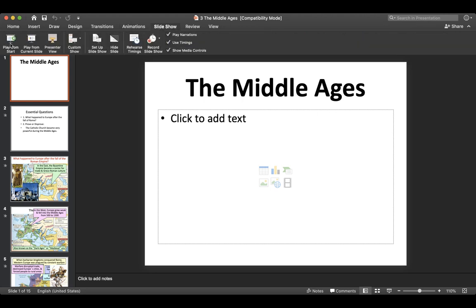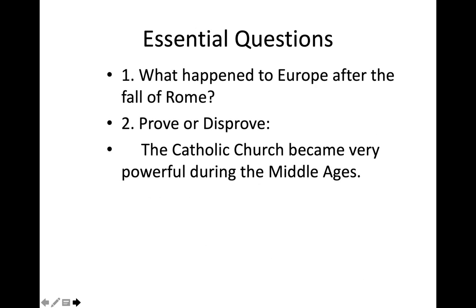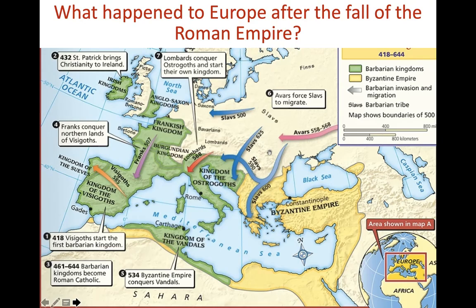Today we're going to look at the Middle Ages. It's the time period that starts right after the fall of Rome, and we're doing this through video. So just remember that as you go through, you can just pause this to answer any questions that you have. Your first question is, what happened to Europe after the fall of the Roman Empire? And if you look at this map, it kind of shows you exactly what happens.